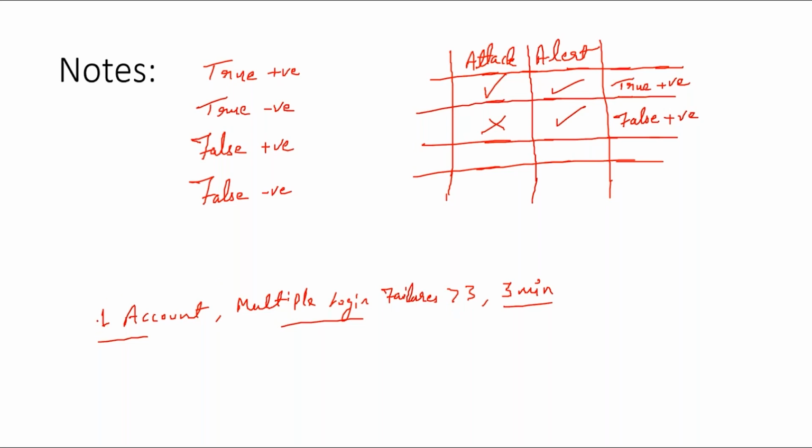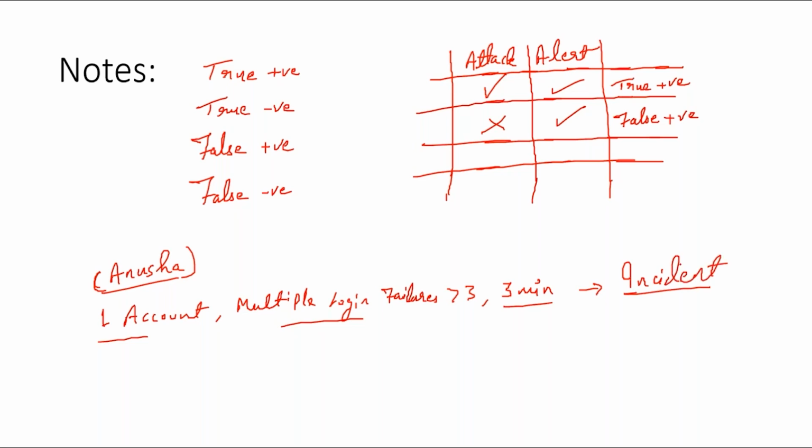Let's suppose that account was of Anusha. We are considering a name. Anusha is an employee of an organization. So that account for which we were getting multiple login failure attempts within 3 minutes of a time frame, that account was of Anusha. Now, as per the rule, it is considering it as an incident. Agree?